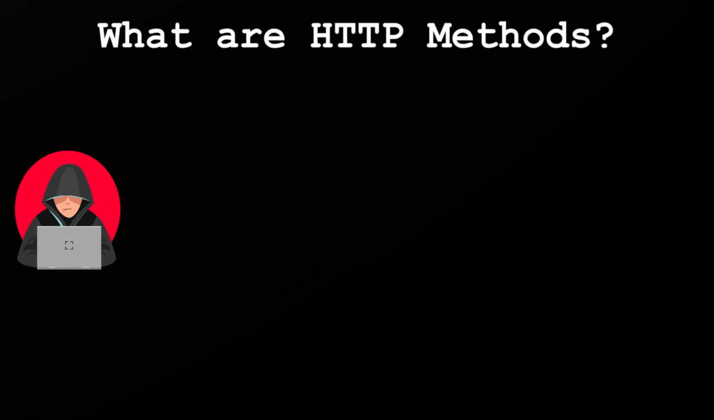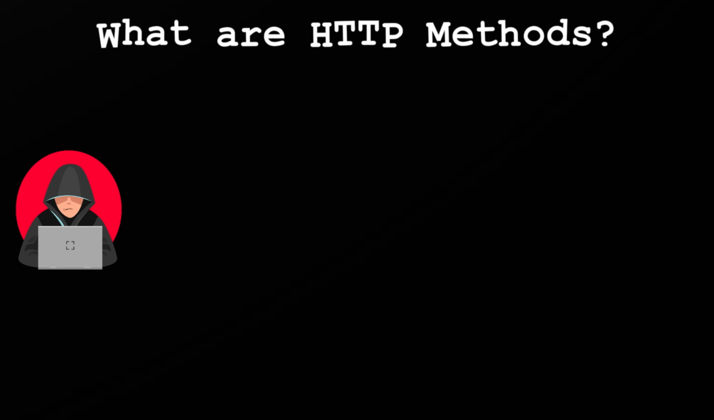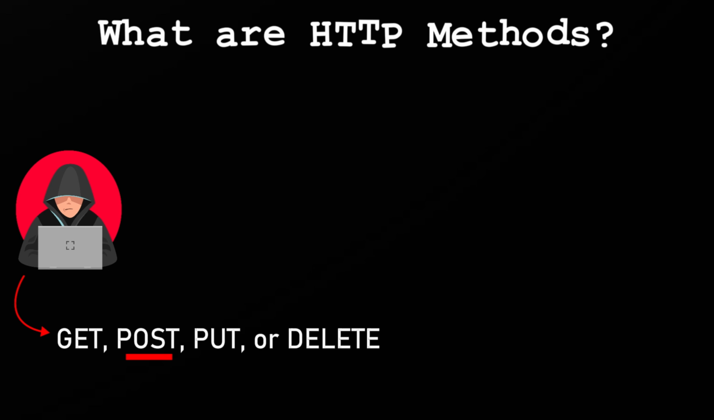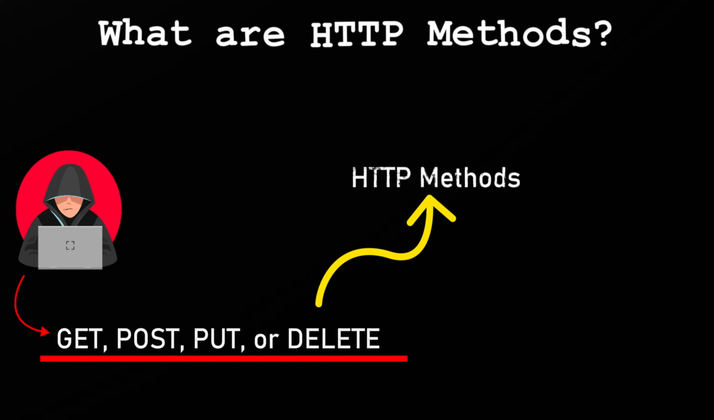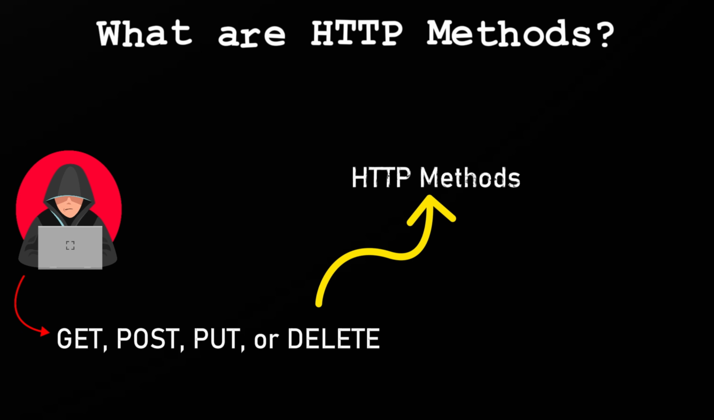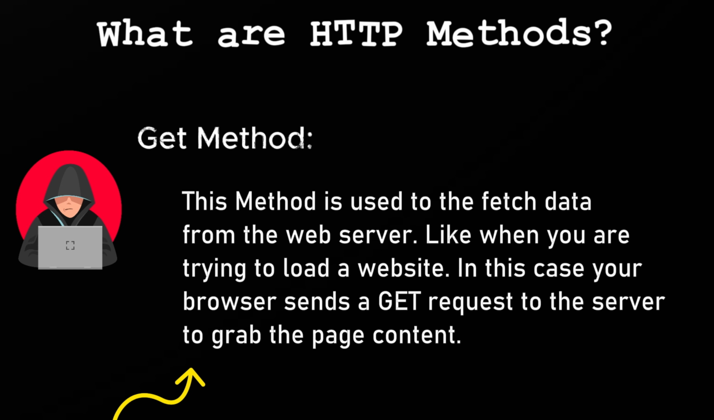Alright, let's understand what HTTP methods are. When your browser connects to a website, it uses certain verbs or methods like GET, POST, PUT, or DELETE. These are called HTTP verbs or HTTP methods. Let me explain some of them. GET method. This method is used to fetch data from the web server, like when you are trying to reload a website or visit another page. In this case, your browser sends a GET request to the server to grab the page content.